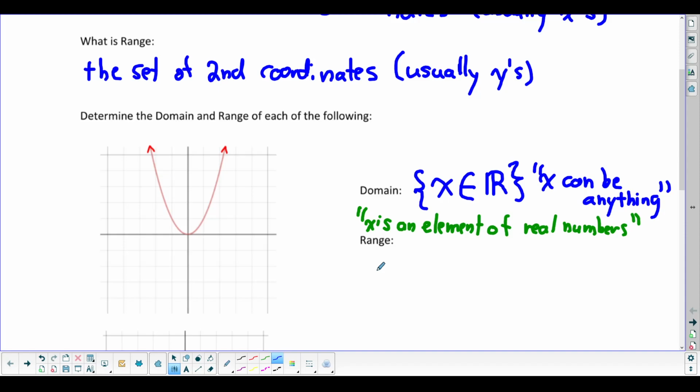So y can be any number bigger than 0 or equal to 0, because the graph does go through 0 down here. To write that, we do the same thing. We write our set notation. Say y is an element of the reals, because it can be anything, including all those decimals, all those fractions, all that stuff, but it has to be positive. So we'll write a comma and say that y is greater than or equal to 0.